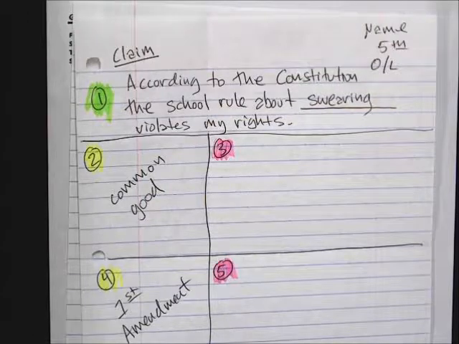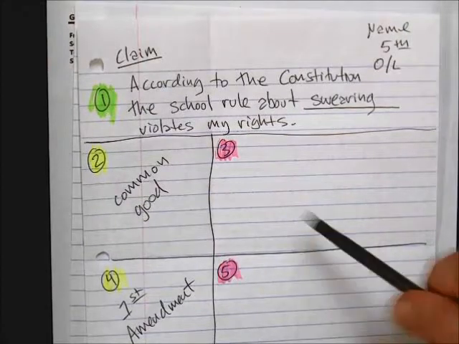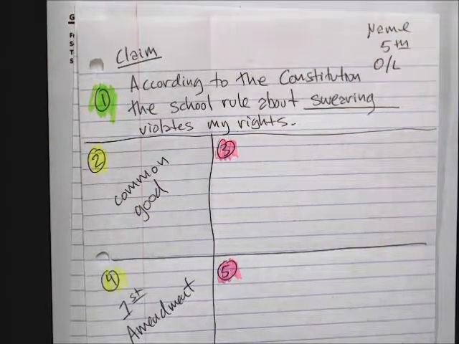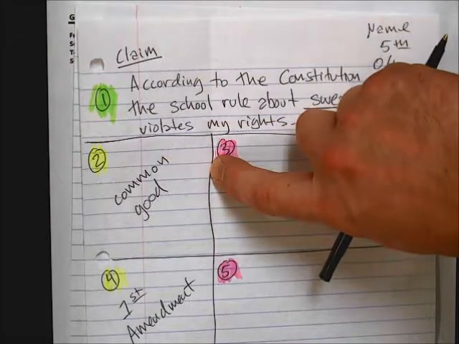I know that the common good I have to address. I know that the First Amendment is where I'm going to make my argument, and I'm going to follow up my argument with this key ideal of liberty. So now I just have to put the details in. I know what I'm going to say. I need the details. So the common good is my counterclaim.